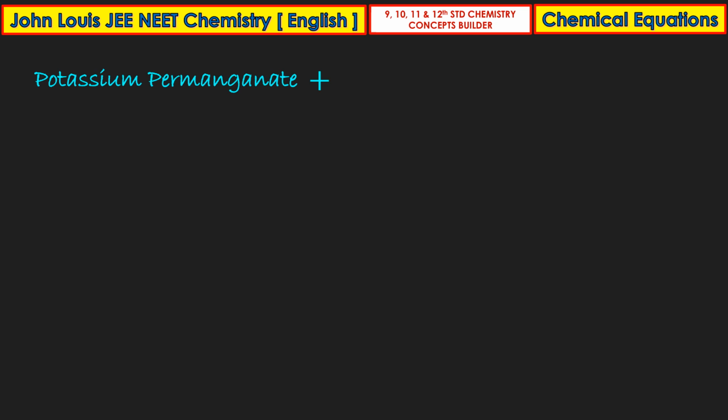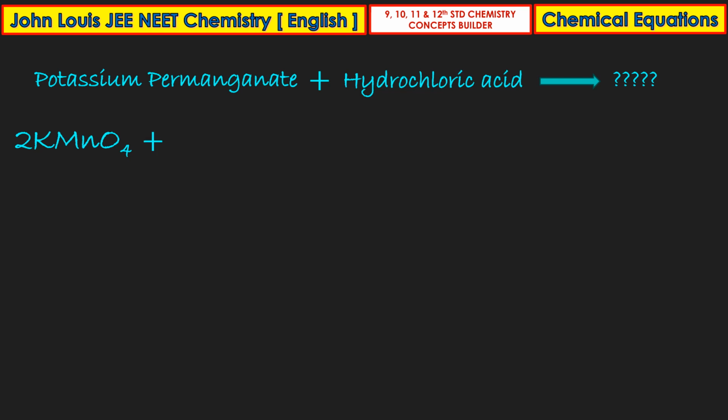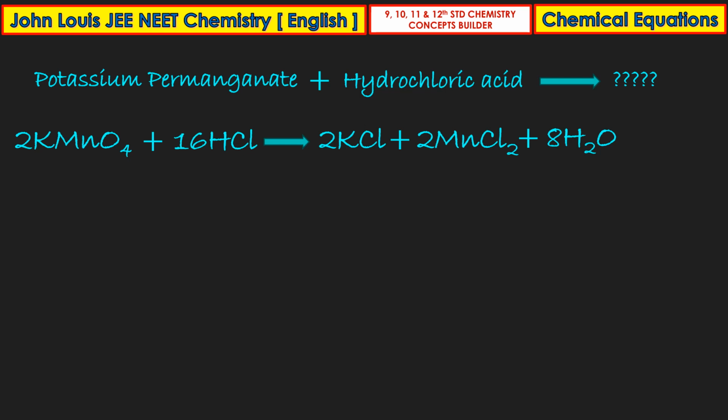Potassium permanganate plus hydrochloric acid gives what? Yes, I have studied this, and the answer is 2KMnO4 plus 16HCl gives 2KCl plus 2MnCl2 plus 8H2O plus 5Cl2. How these formulas came, how these numbers came, how these products are formed, if it is asked, they may not be able to answer. If I set the question paper, I might ask you like this.